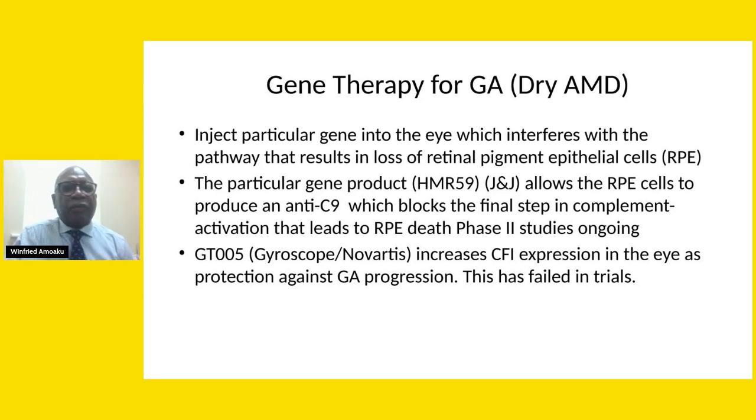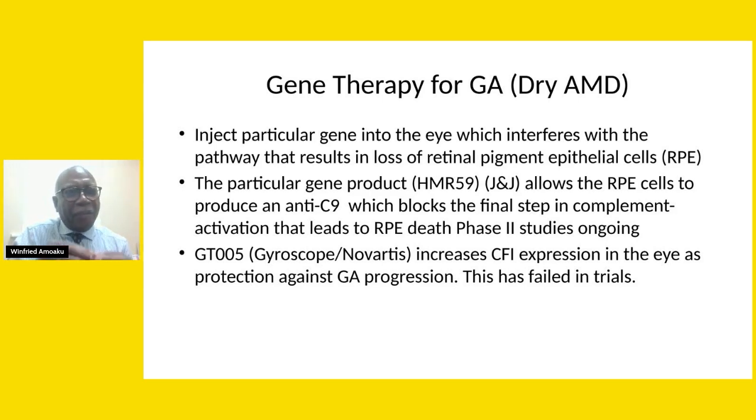What about geographic atrophy? So again, you inject a particular gene into the eye, which will interfere with the pathway that results in loss of the retinal pigment epithelium and the photoreceptors. Now, a particular gene that is being targeted at the moment is to allow the retinal pigment epithelial cells to block the last stage of the process that leads to the death of these RPE cells. We say anti-complement 9, as it is the last process in the complement pathway that gives rise to the death of these cells. So again, that is being tried. It's in phase 2 at the moment.